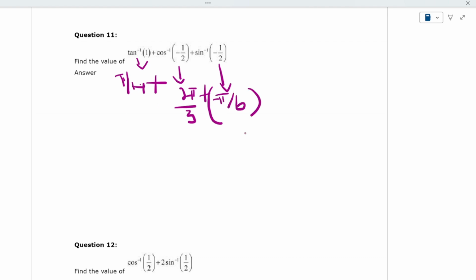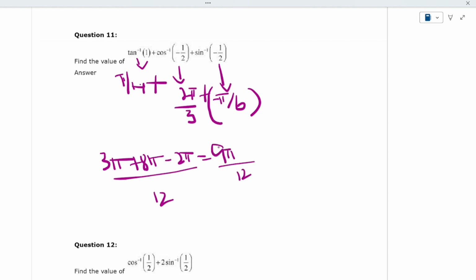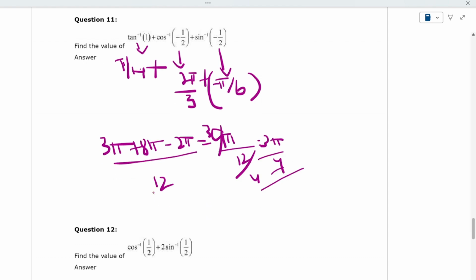If you do all this, you will get the LCM to be 12. Here it would be 3 pi plus 8 pi minus 2 pi, that would be equal to 9 pi divided by 12. These both are divisible by 3, so 3 3s are 9, 3 4s are 12, that would be 3 pi by 4, the final answer of this question.